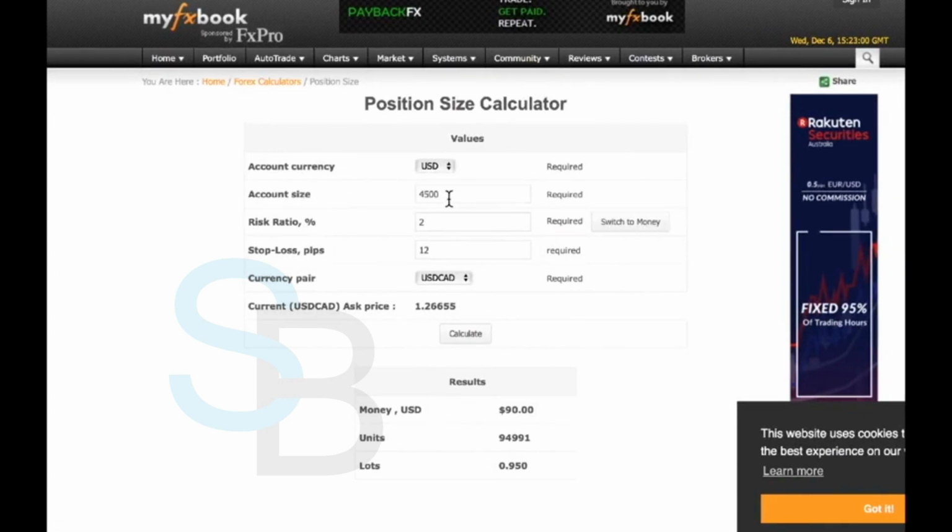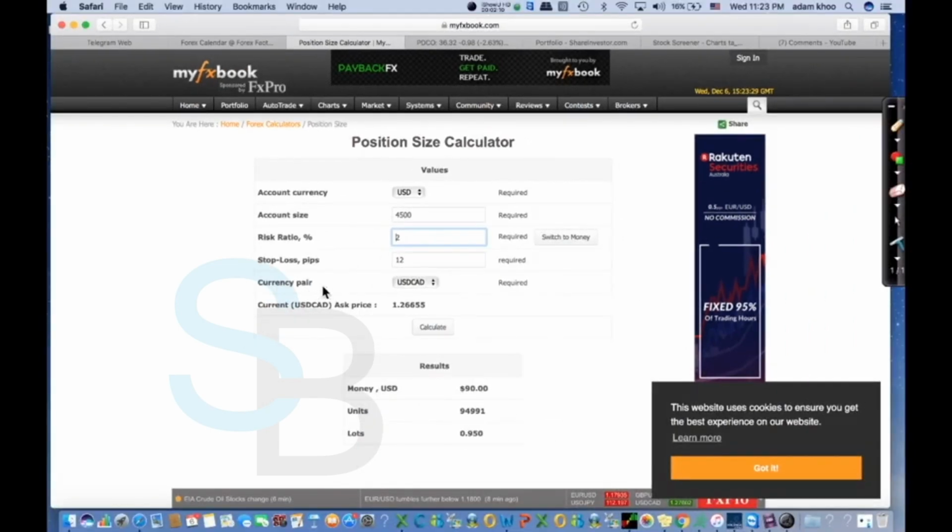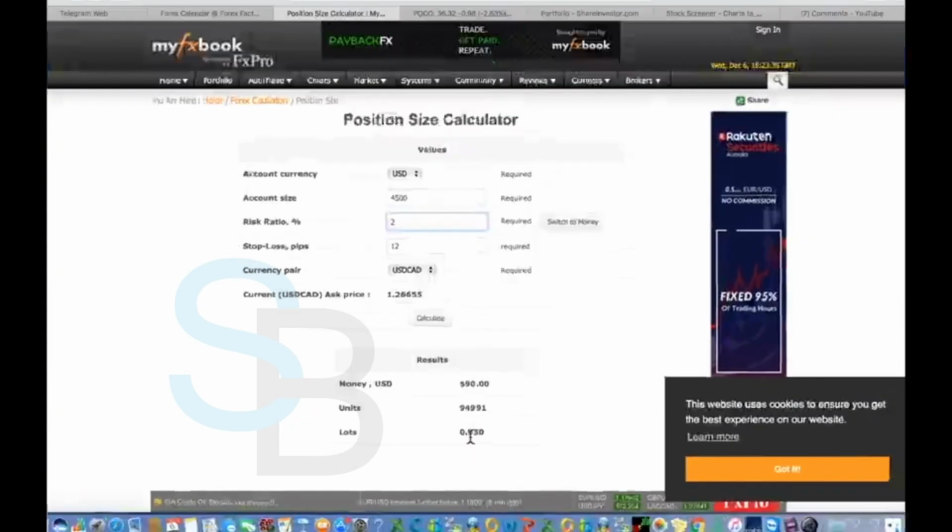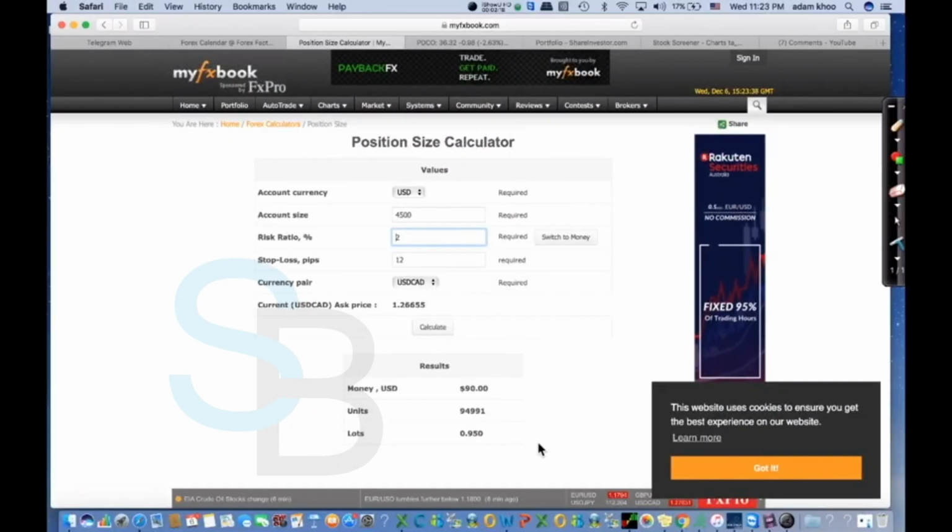So I put in my account size. So this account is about 4,500 US dollars. And I decided to risk 2% of my capital for this trade. So again, you have to decide on your risk per trade. You can start with 1%, 2%, 3%, but be consistent throughout. Okay, so it's 2%. And again, for this strategy, our stop loss is 12 pips away. Okay, so for both the long and the short, they're 12 pips away. So currency pair dollar CAD. So from here, I know that I'm trading 0.95 lots, which is basically 95,000 units.